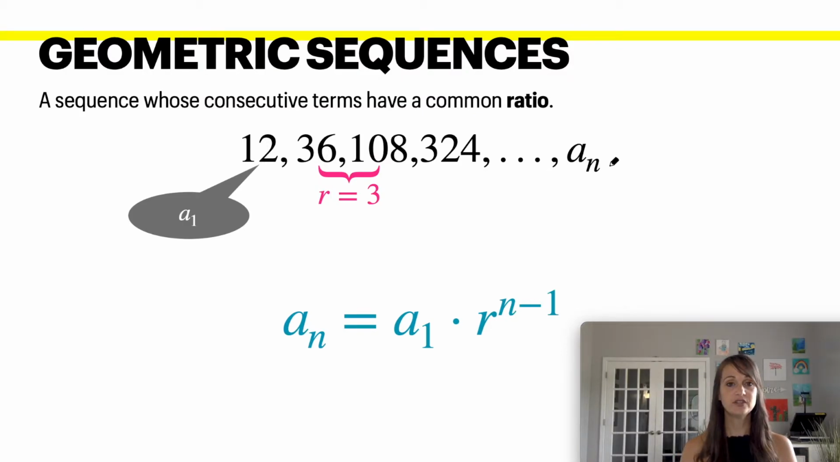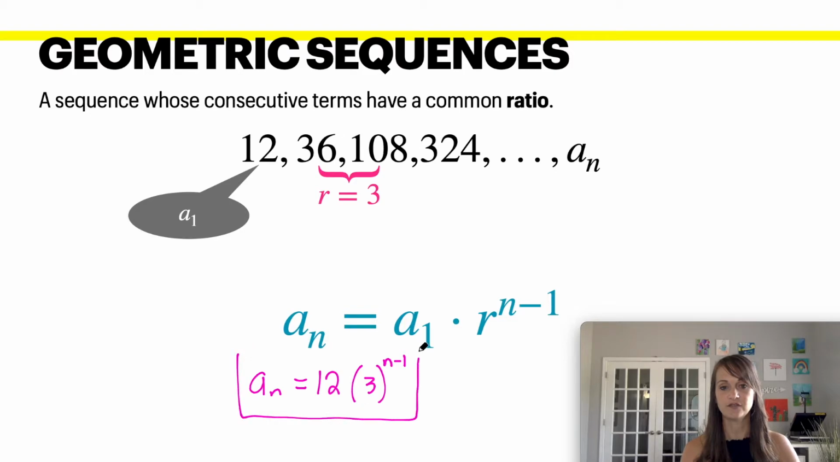The formula for the geometric sequence is A of n equals the first term times r, where r represents the ratio, to the n minus 1. So in this case, the formula would be A of n equals the first term, 12, times the ratio, which is 3, because 12 times 3 is 36, 36 times 3 is 108, 108 times 3, raised to the n minus 1. That is the formula for a geometric sequence.